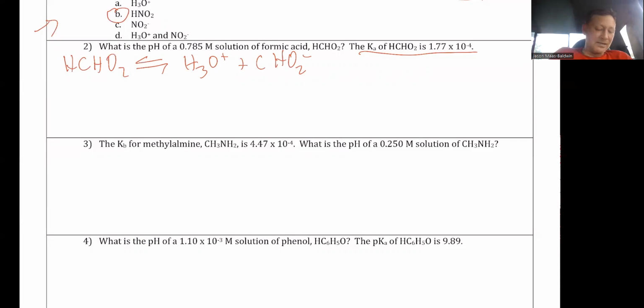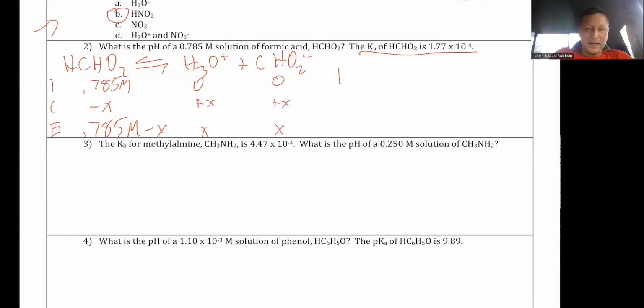So I'm going to set up my ICE table so I can figure out my hydrogen ion concentration. The initial is 0.785 molar. This is going to go down by X. It's going to be a very small number because it's 10 to the minus 4, so I'll probably just ignore that. So this equilibrium concentration is 0.785 molar minus X. These both start at 0, and then they're going to go up by X and up by X. And so our equilibrium concentration is X and X.